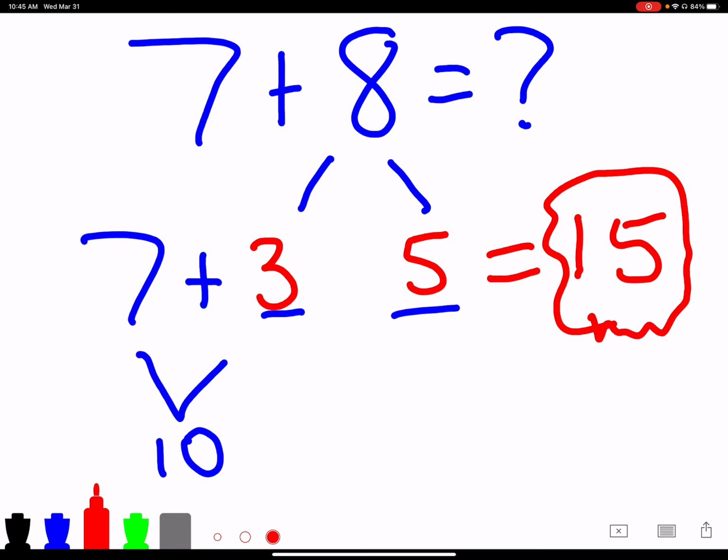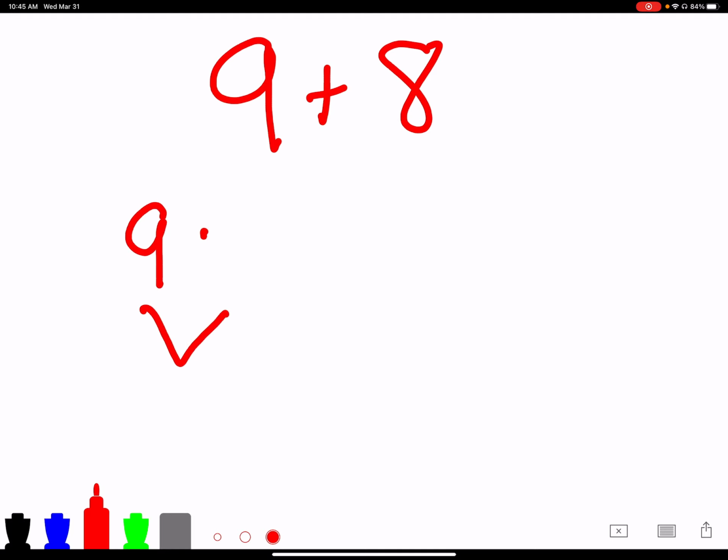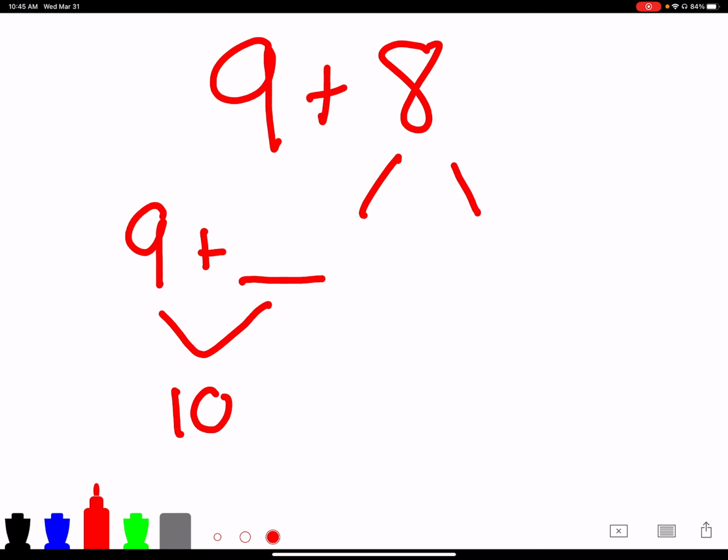Okay, let's do another warm-up practice problem. So in our next problem, we have 9 plus 8. So let's see. We want to bring down that 9, and then we have 2 statements. We want to make this statement true. Let me make that line a little bit better. So whatever 9 plus something is, we want to make that 10. And then we want to break down that 8 to give us our answer.